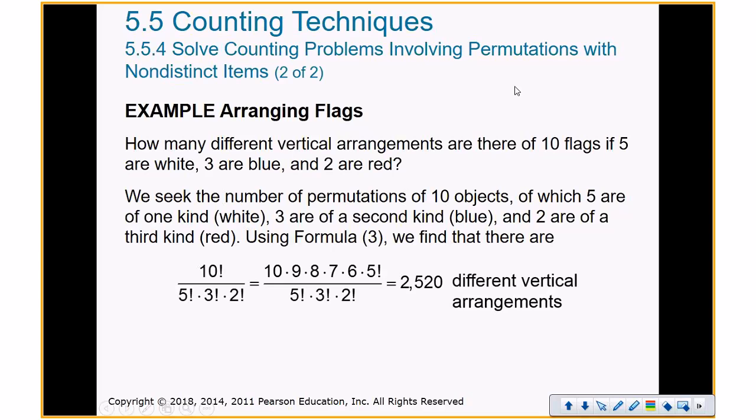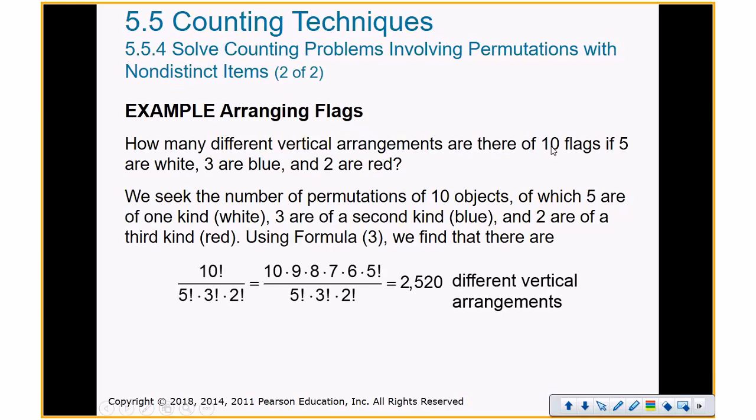How many different vertical arrangements are there of 10 flags if 5 flags are white, 3 are blue, and 2 are red? Since it is doing an order, we use the permutation, and this is just using factorial. This is not the permutation formula. I don't like to use that word. So just use factorial. It would be 10 factorial over 5 factorial times 3 factorial times 2 factorial.